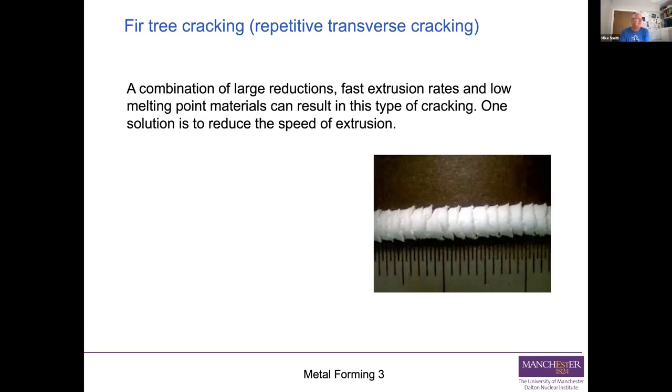And you get that if you have a very large reduction, a fast extrusion rate, and a low melting point material. That sounds like you're doing a lot of work and you're getting it quite close to the melting point. You're getting it too soft and sticky. And one solution to it is just to do everything a little bit slower, because then you won't get so hot.